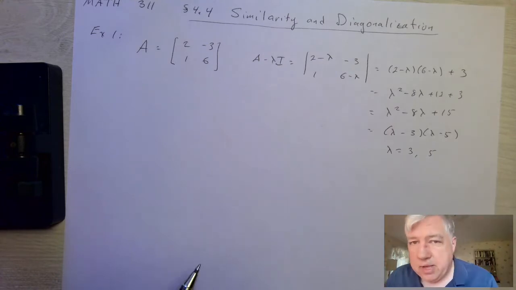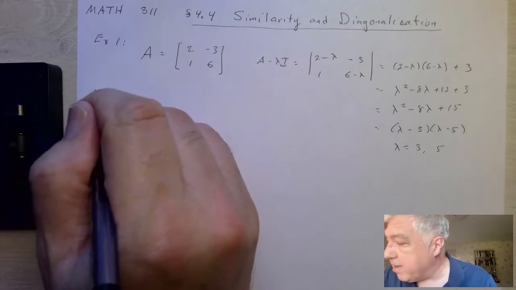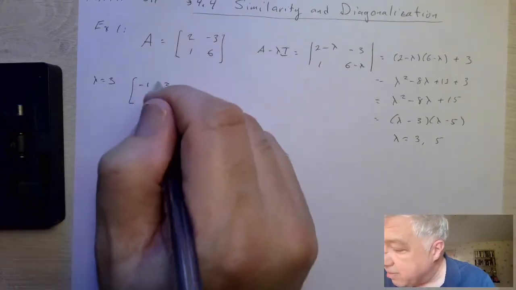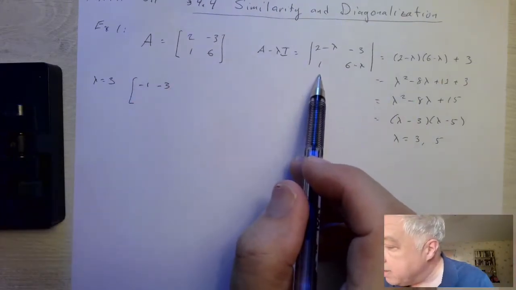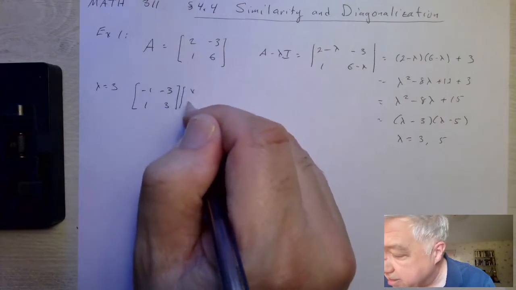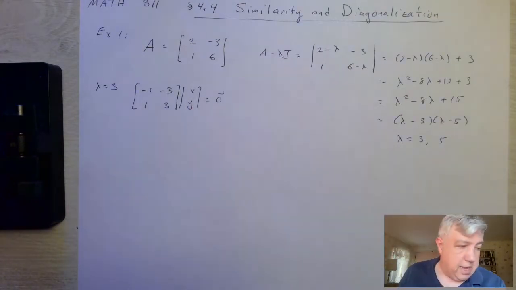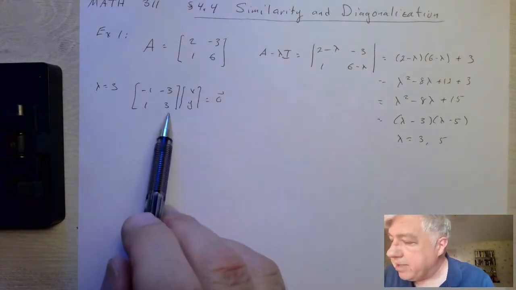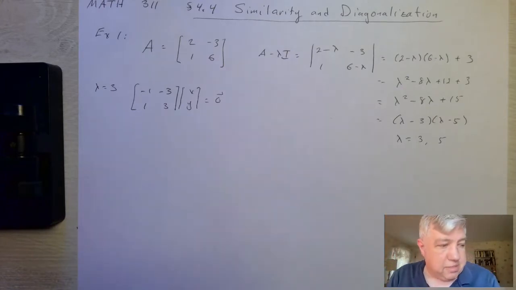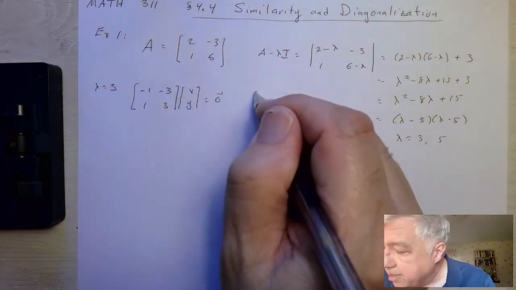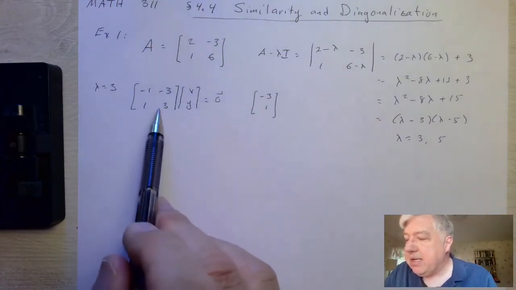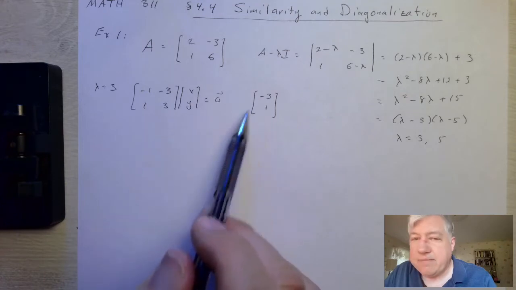So we plug in 3 and 5 in here. For lambda equals 3, we get -1, -3, and 1, 3. And we want to find the null space of this. It's not hard to see that x plus 3y is equal to 0. So x is going to be minus 3 times whatever y is. So we can just take y to be 1, and we get -3, 1, and you can easily see that that's going to be in the null space, and any eigenvector is going to have to be a multiple of this.